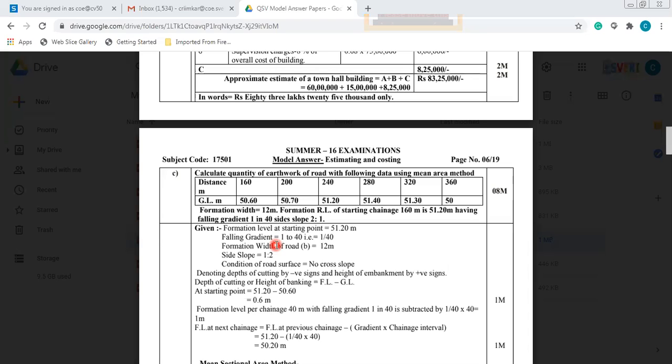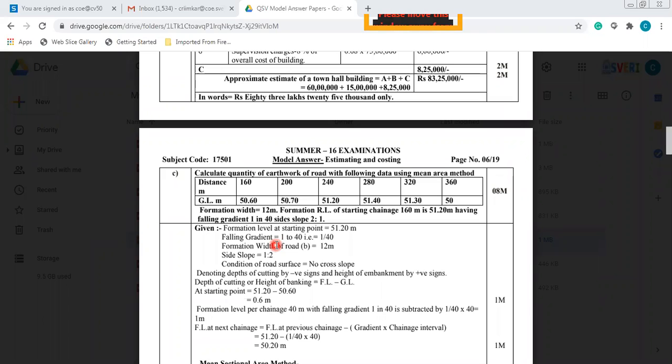Now if you see this gap, the chainage difference is 40 meters. You can visualize that also. Okay, now the ground levels are also given for each and every chainage point. It is 50.60, 50.70, 51.20, 50.40, 51.30 and 50. That has been given again. So by using this data only, you have to solve the problem.